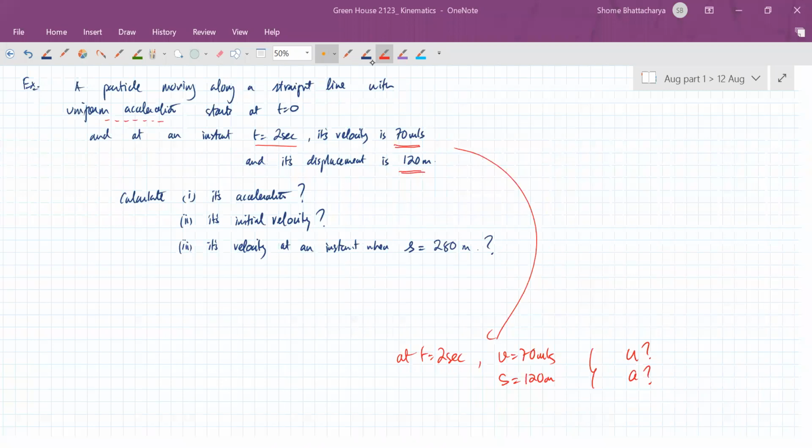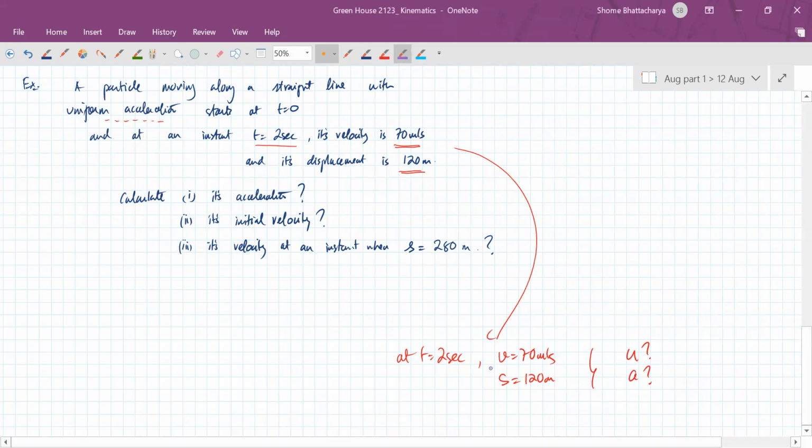Yes, Tejas, your answer is correct. Anybody else has got the value of acceleration? Very good, Aman, but there should be no minus 50. Its initial velocity is positive only. Okay, your answer is correct. Good. Now just work out the third part.